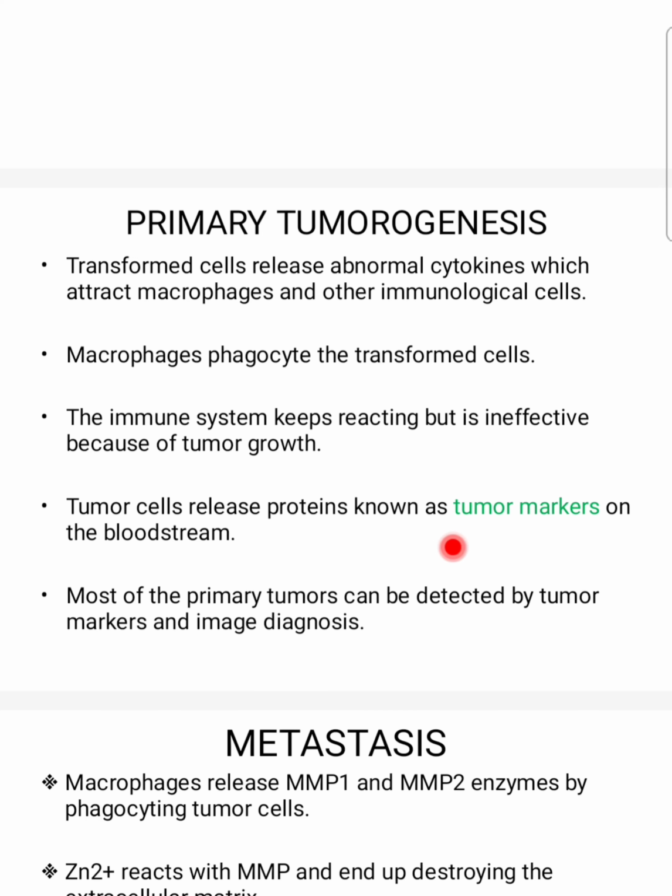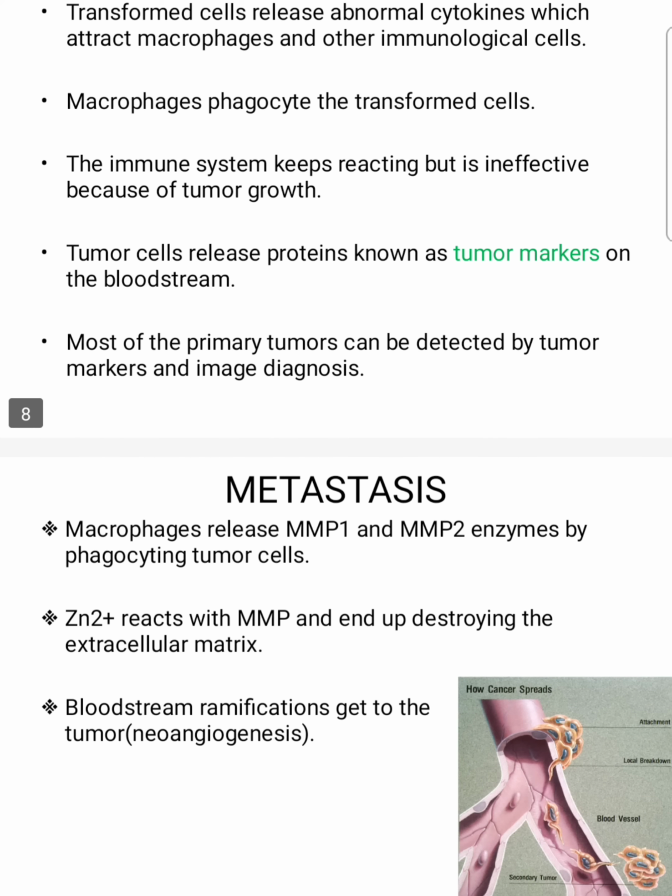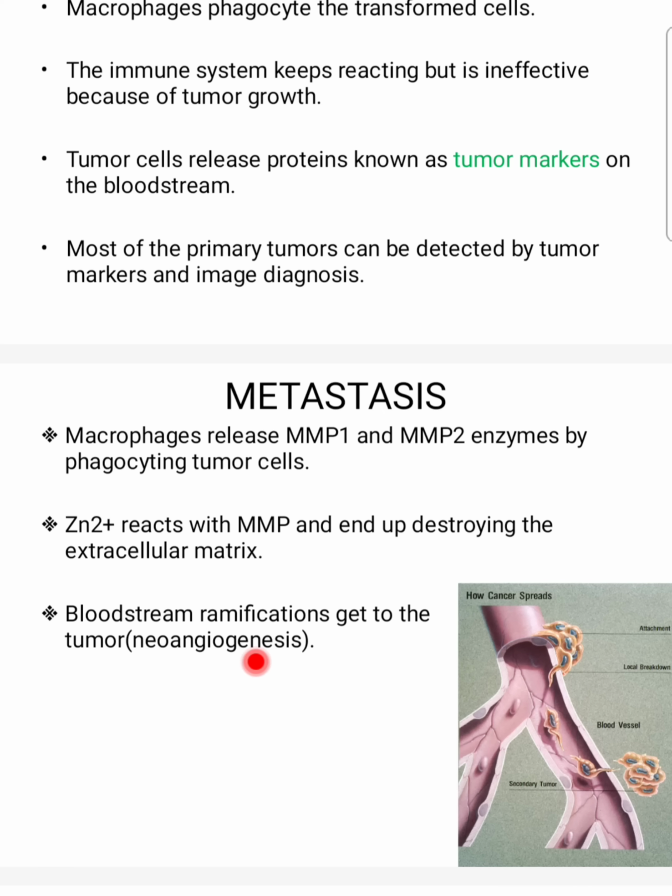Tumor cells release proteins known as tumor markers into the bloodstream. Most primary tumors can be detected by tumor markers and image diagnosis, and that's how they can be detected at an early stage. The next stage is metastasis. That is when cancer starts spreading, crossing the boundaries and entering the bloodstream.